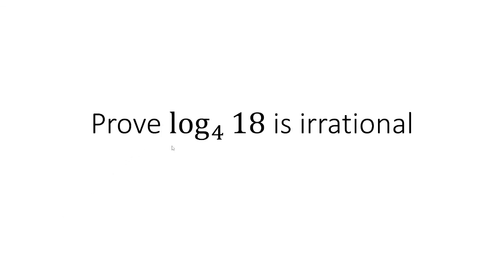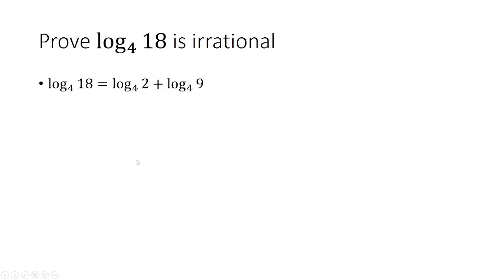In this video, we want to prove that log base 4 of 18 is an irrational number. We know that 18 can be rewritten as 2 times 9. So this is the same thing as saying log base 4 of 2 times 9. And using the log properties, it's log base 4 of 2 plus log base 4 of 9.